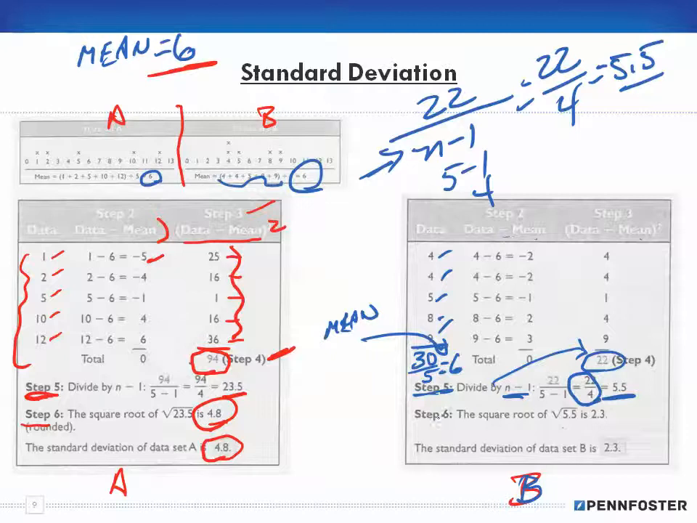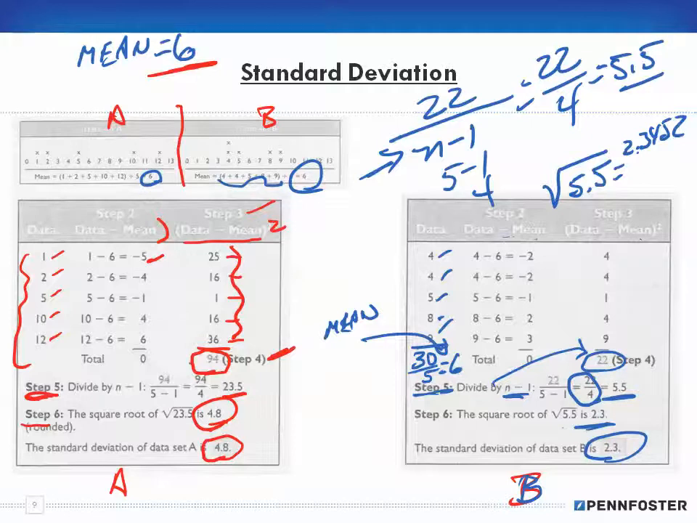And then to go on to step number 6, I take that 5.5 and I take the square root of it. Now I'm not going to go through the math of doing a square root. You can look up the math on how to do a square root. You're better off using a calculator or an Excel spreadsheet or something like that. Every basic calculator has a square root key on it. So you just punch in your 5.5 and you hit the square root key, and in my case it came out to 2.3452. Okay, and so they just rounded it off to 2.3. And so that's your standard deviation for data set B: 2.3.